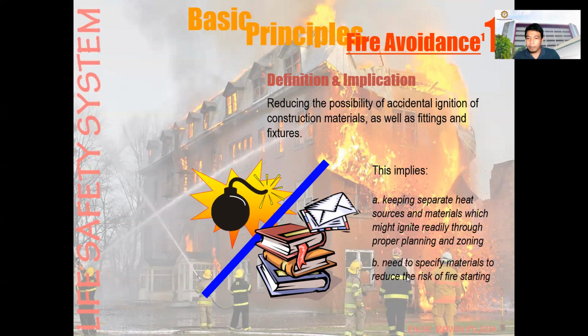Letter B, you need to specify materials to reduce the risk of fire starting. So maybe you can have a storage area which separates the material which is easily ignited and a material that can be ignited through fire. And reducing fire load. So reducing fire load is to store material, maybe not combustible material, so lessen the use of combustible material.